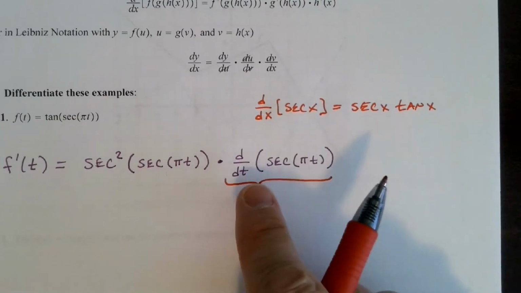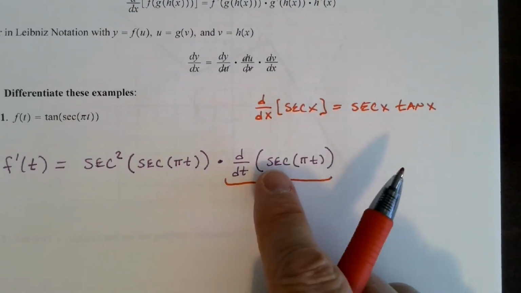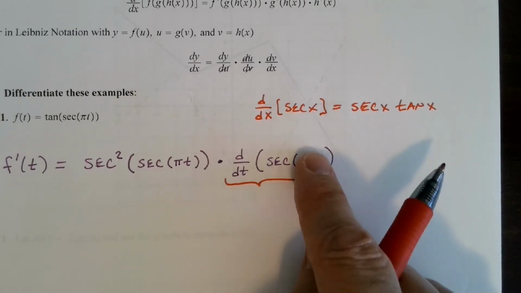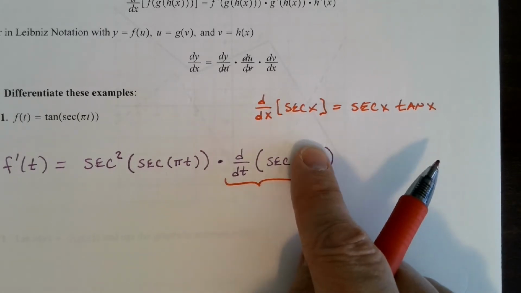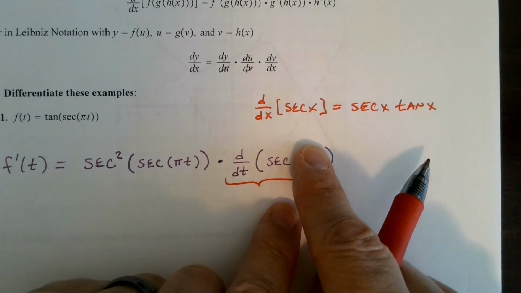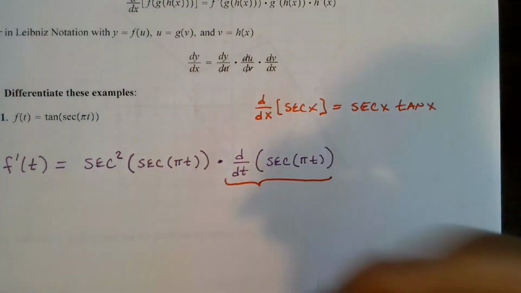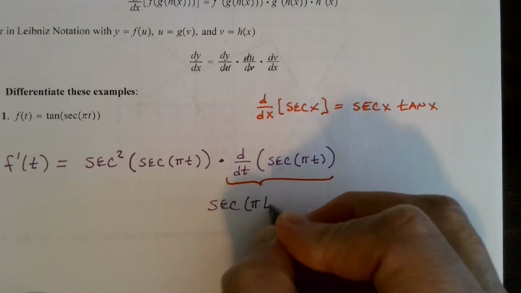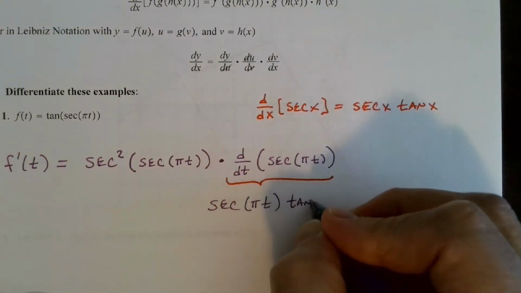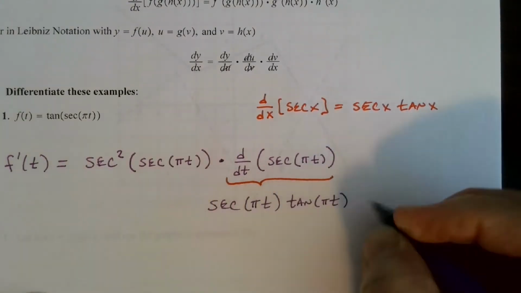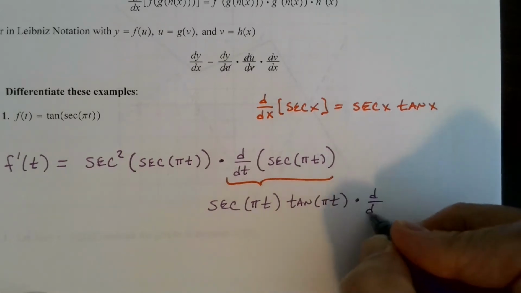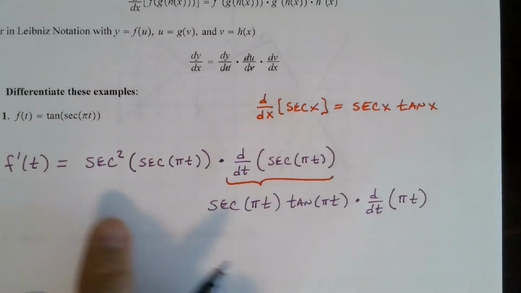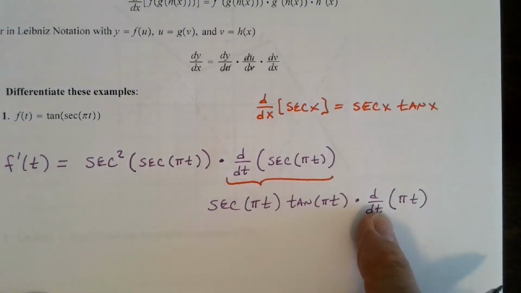And so here, though, it's going to be what? Derivative of secant pi t is, secant u, where the inner function is u equals pi t. It's going to be secant u tangent u times du dx. So it's going to be secant of pi t times tangent pi t times what? The derivative with respect to t of the inner function pi t. So what I've done is chain rule and then chain rule inside of that.